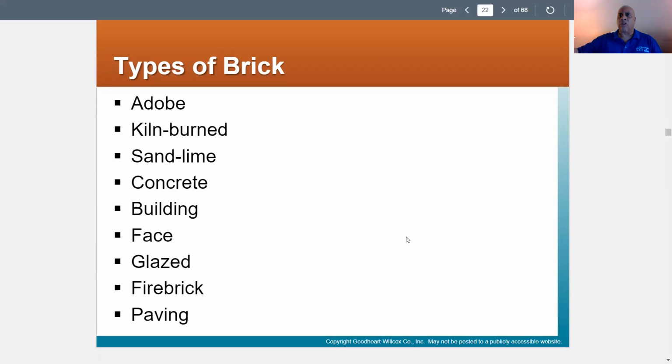Now we have types of brick, adobe. You know, the Africans used a lot of adobe brick. They made everything with mud. There's kiln-burned, sand lime, concrete, building, faced, glazed, fire brick, and of course, brick pavers. Brick pavers are those bricks that are decorative.